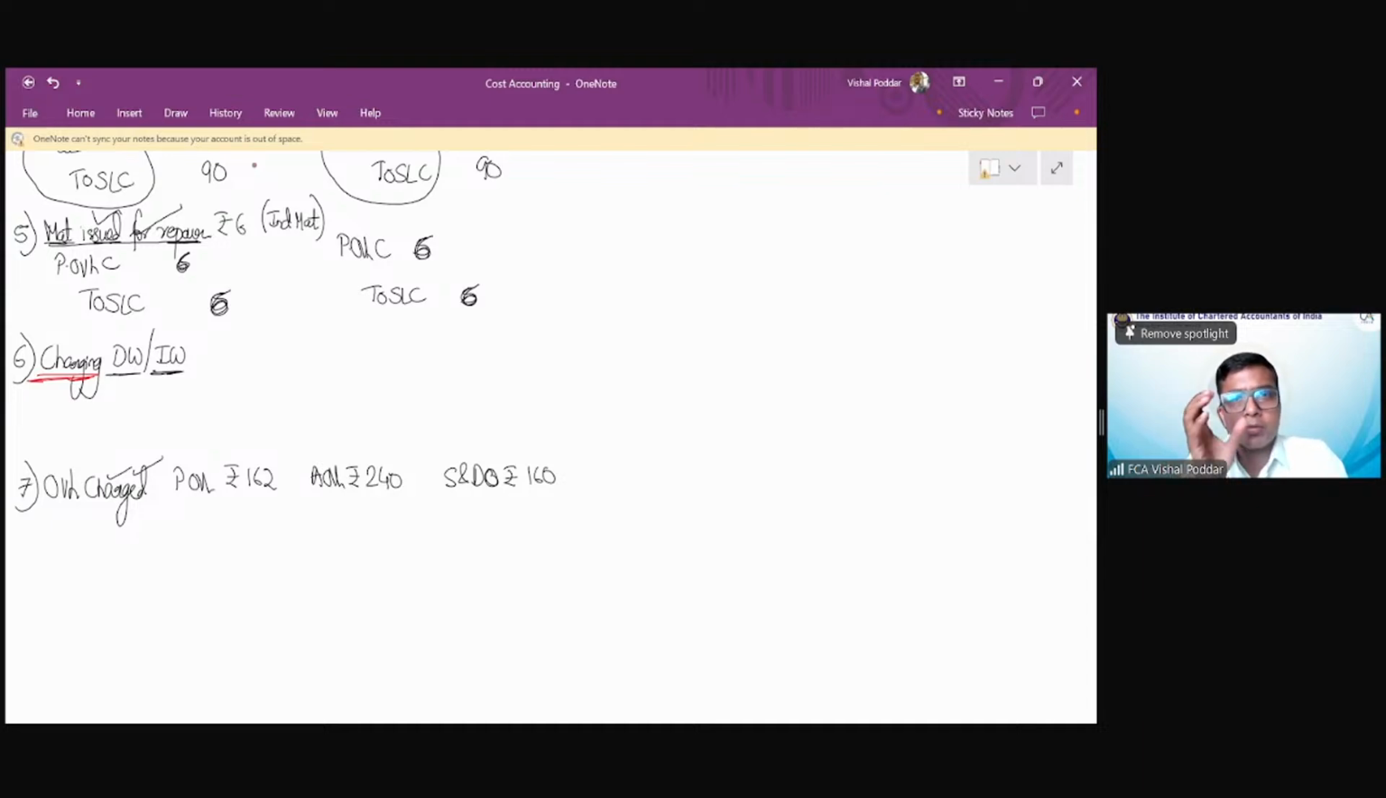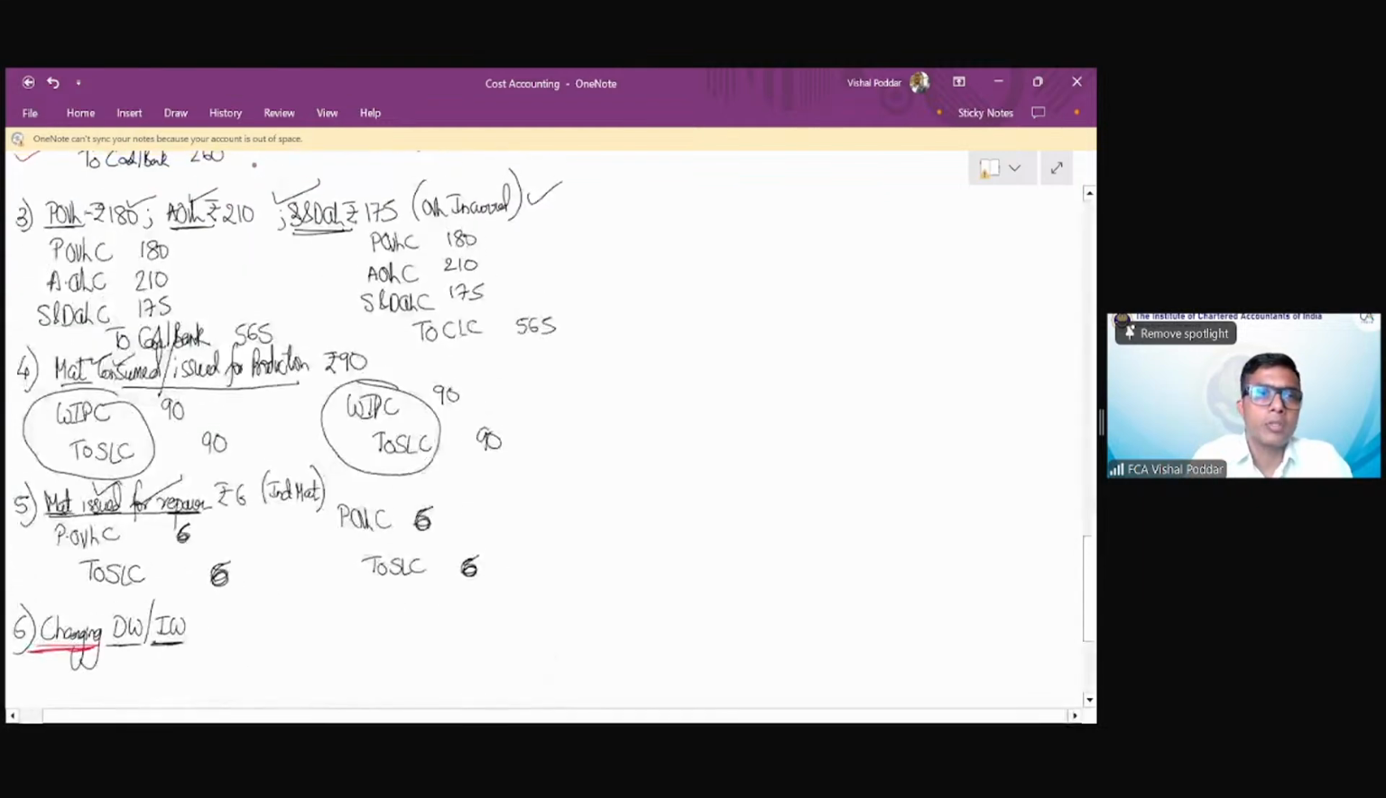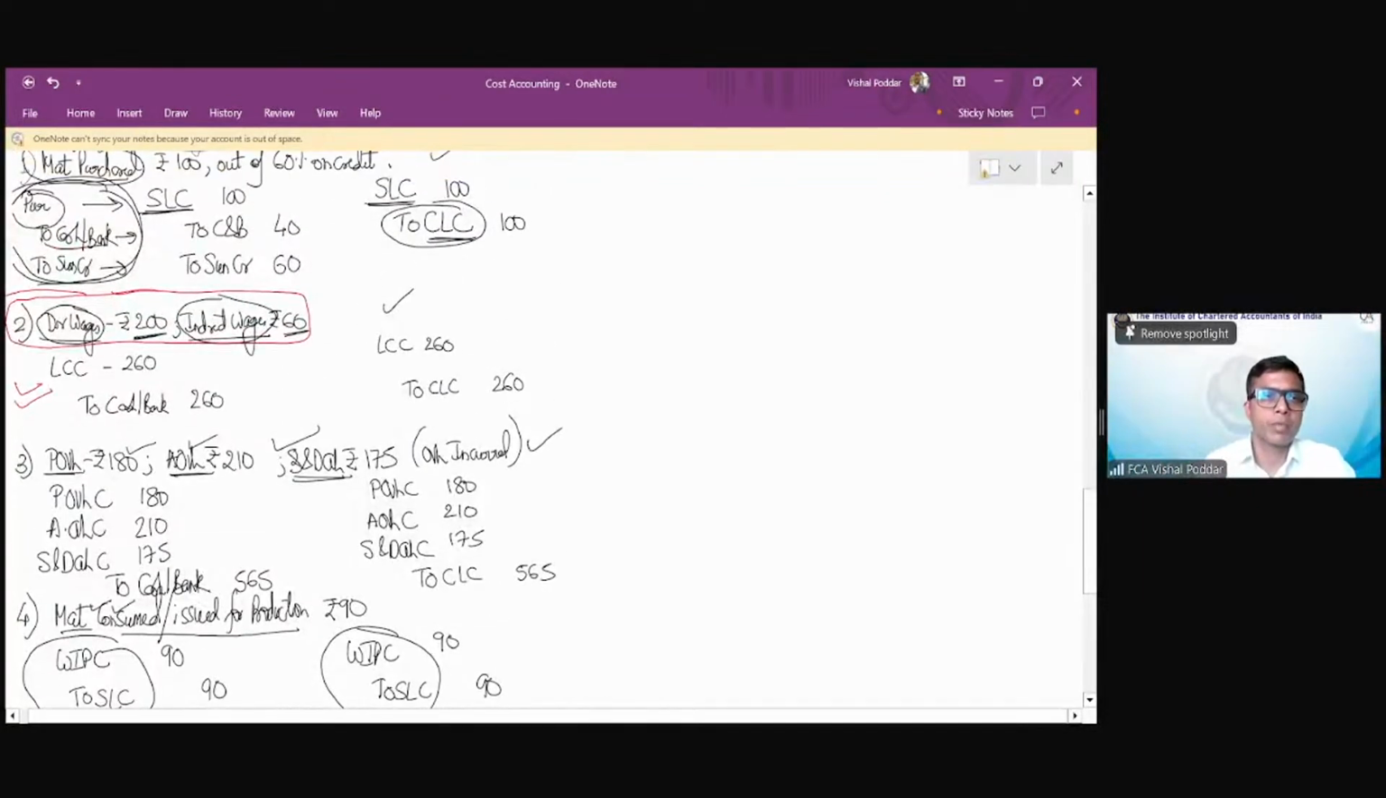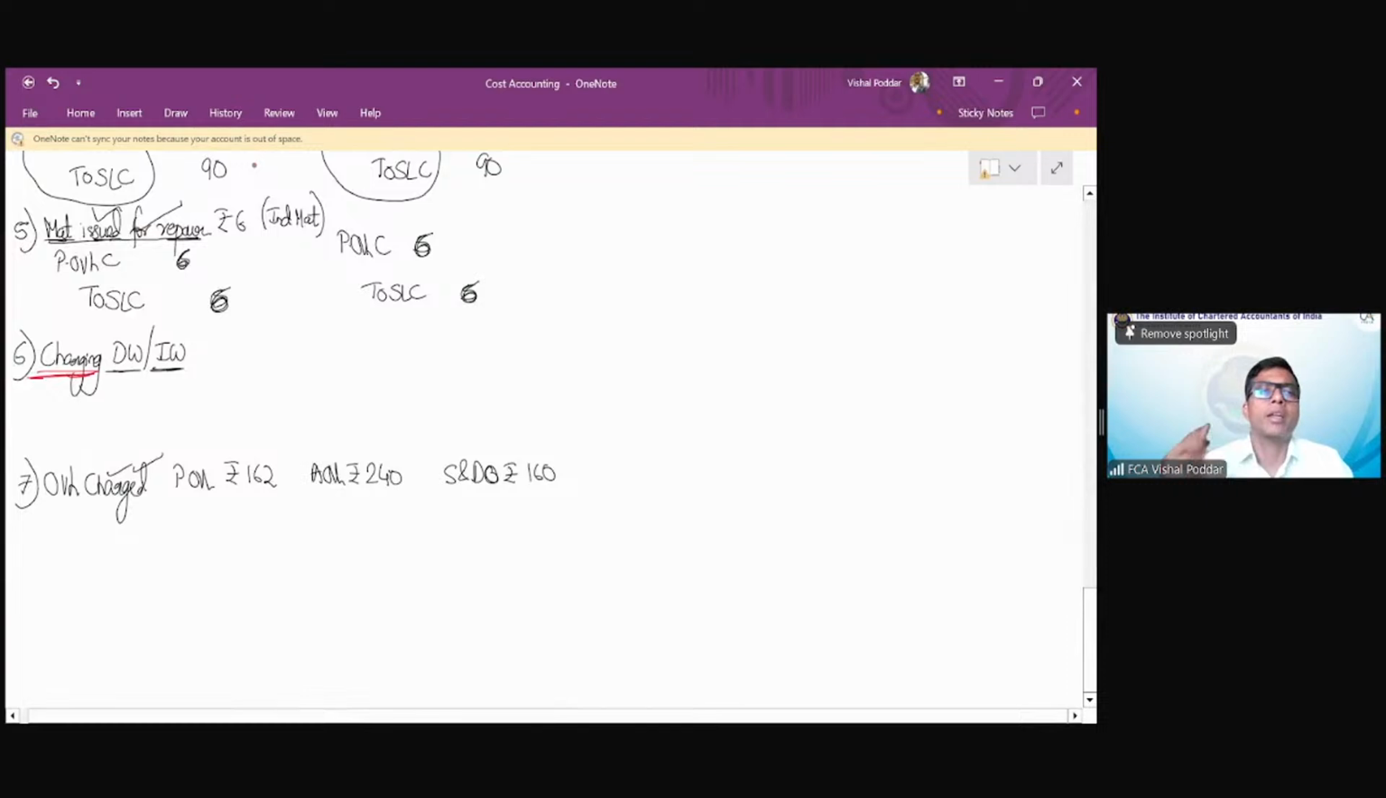Taking the same figures, first pass the entry for labor costs incurred. Labor debit, cash bank credit. Labor debit, CLC credit. And then again for the same transaction given, you will pass the second entry, which is now for charging this direct and indirect wages.